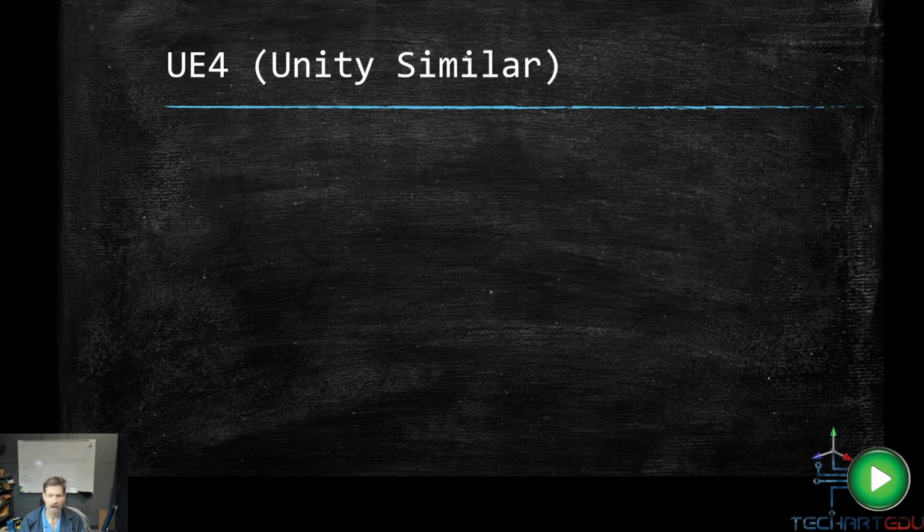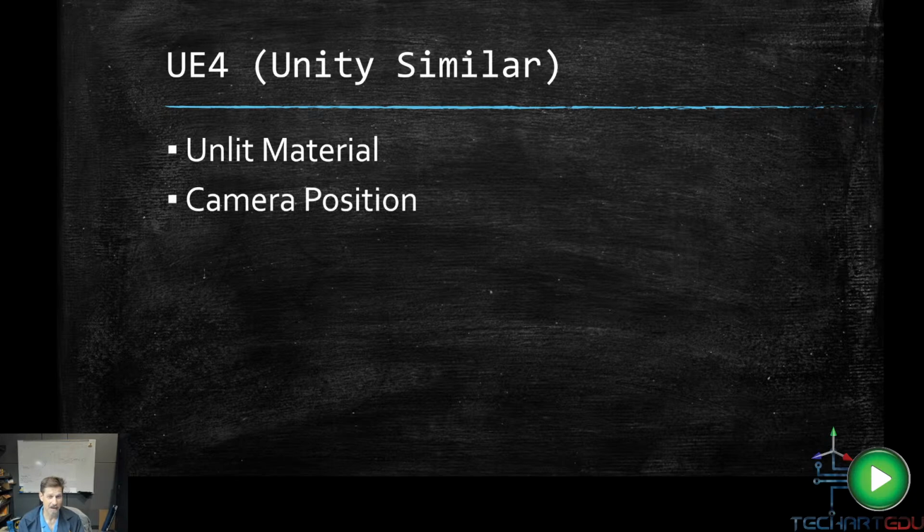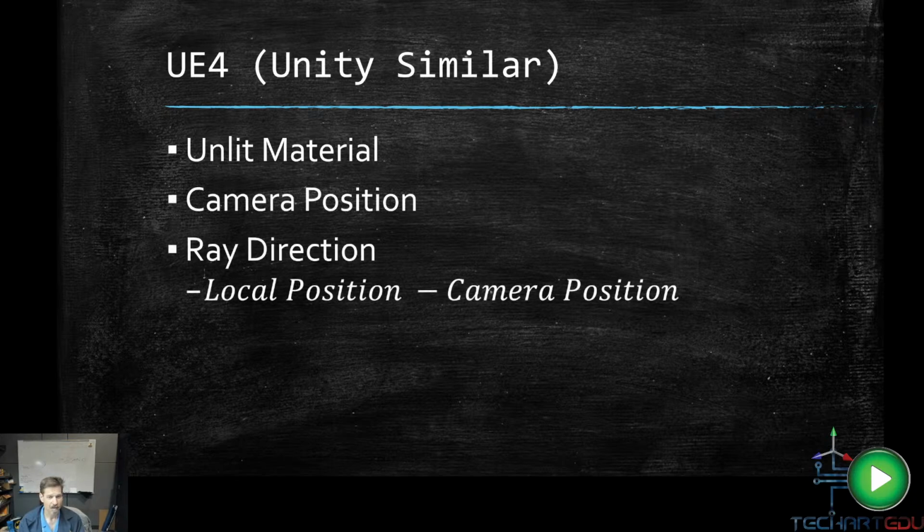All right, now if we're going to deal with this in UE4, then you've got to deal with an unlit material, because remember, we're not using their shading algorithm. We're kind of writing our own. This is definitely pirate shading here. We're going to need the camera position. We're going to need our ray direction, which is nothing but the local position minus the camera position. Nothing too complicated there.